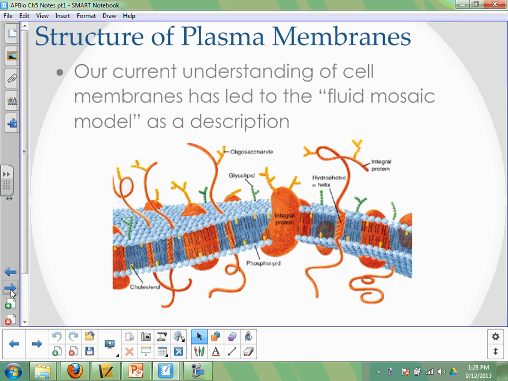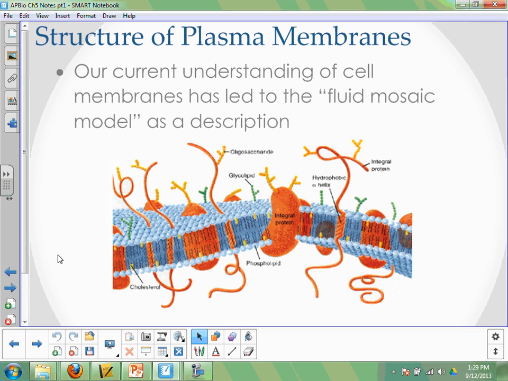Now, the way that we currently understand cell membranes, based on a lot of work with electron microscopes and a lot of other experimentation, is a structure that we now describe as the fluid mosaic model. That term fluid describes the fact that we do think of it as a liquid, and mosaic refers to the structure of that liquid. But it's not a liquid like water, it's actually more of an oily layer because it's made of phospholipids, as we'll talk about in a little bit.